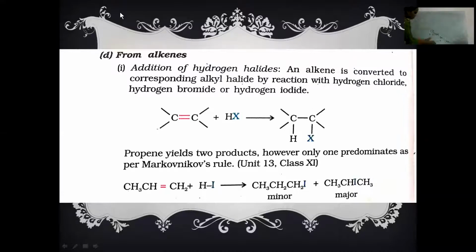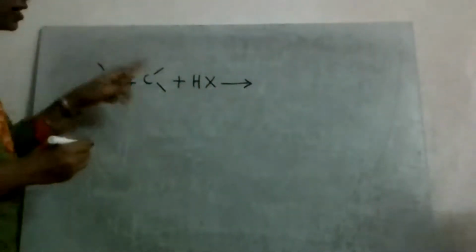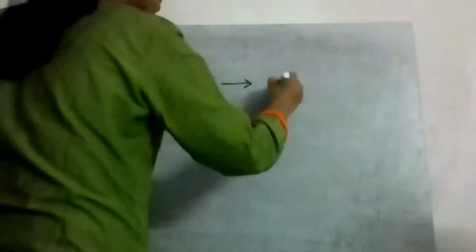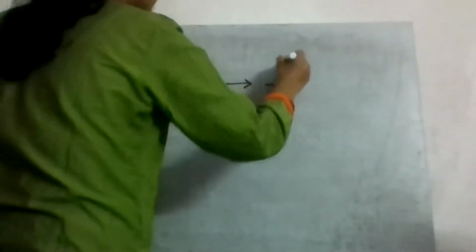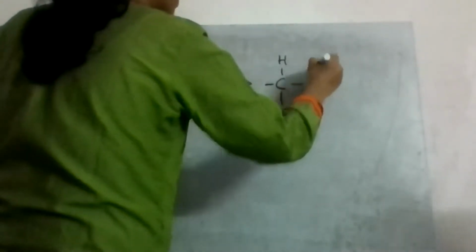So on treatment of an alkene, if you take a symmetrical alkene, which can be divided into two equal halves, and I am treating this with HX, it results in the formation of one of the H goes to one of the carbon atoms and the X goes to the other carbon atom. So it results in giving you an alkyl halide. So with a symmetrical alkene, you don't have a problem.